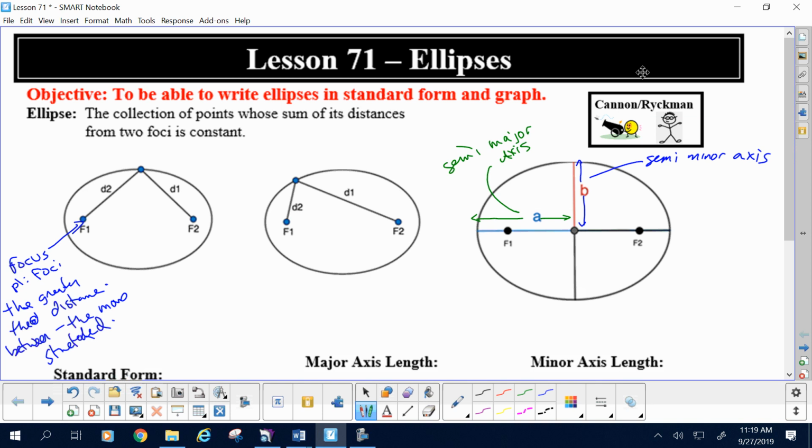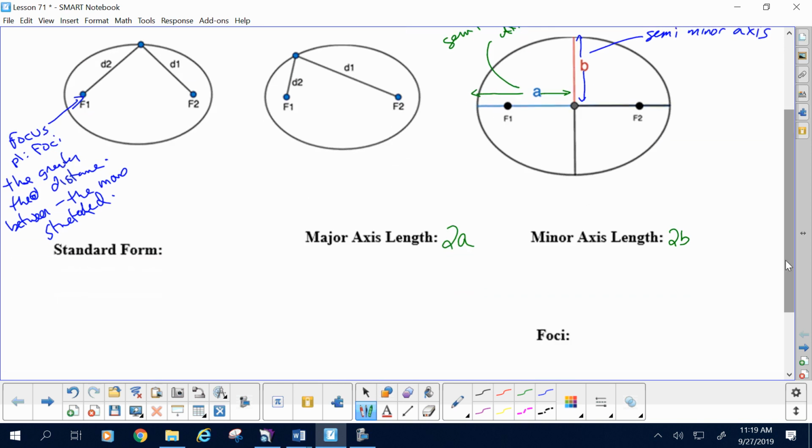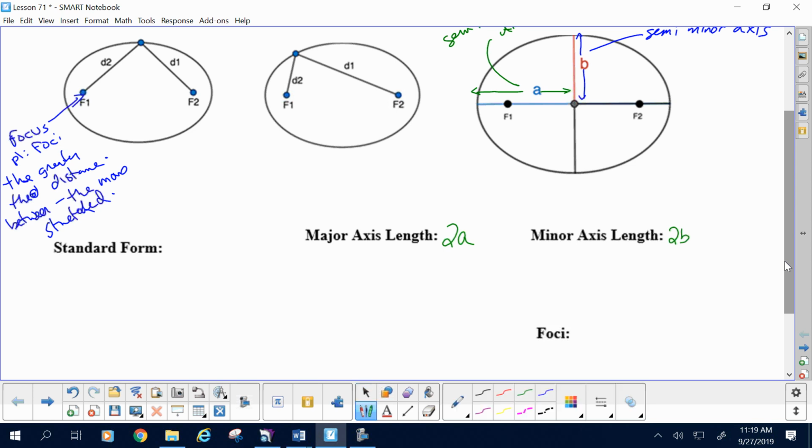Okay. So what's the major axis length? If A is half, then 2A is full. And if B represents the half minor, then the whole minor is 2B. All right? You follow? Okay, now this is pretty cool.